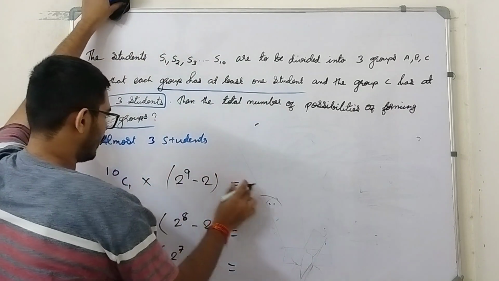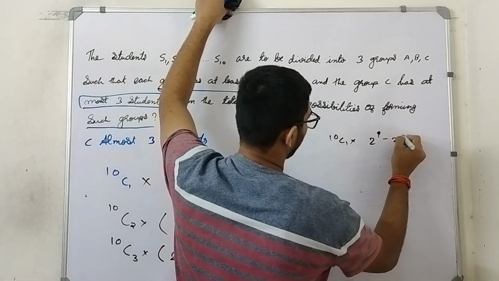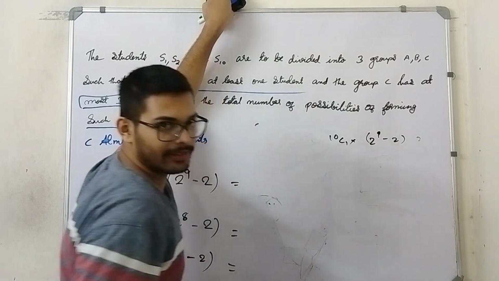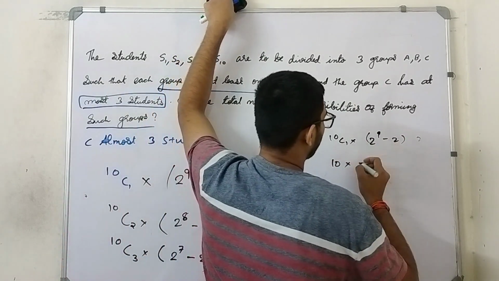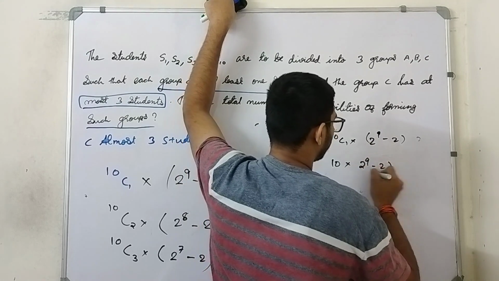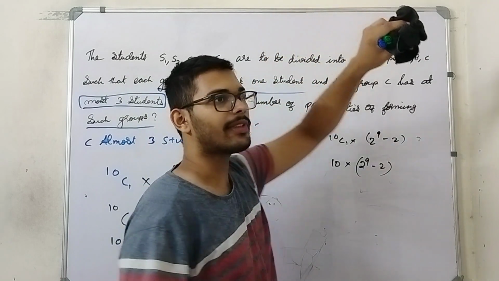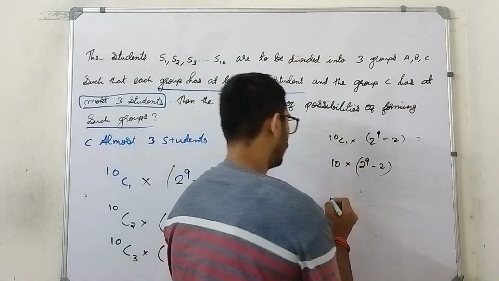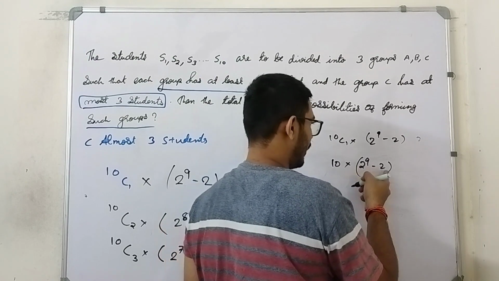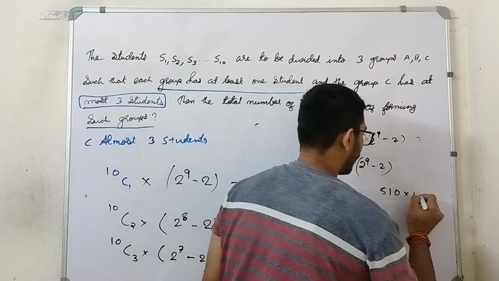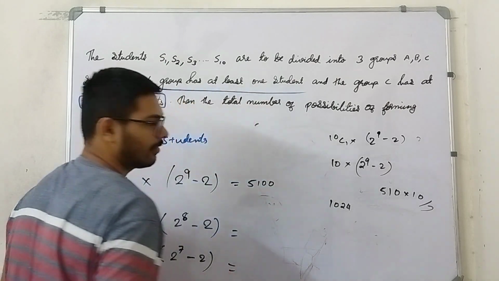Now we can calculate this: 10C1 into 2 raised to 9 minus 2. 10C1, nC1 is n, so you can write 10 into 2 raised to 9 minus 2. What is 2 raised to 10? 2 raised to 10 is 1024, so 2 raised to 9 is 512. So 512 minus 2 is 510, into 10. So the value will be 510 into 10, which is 5100.